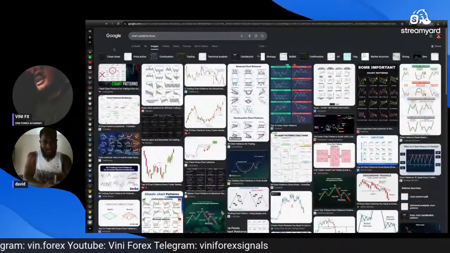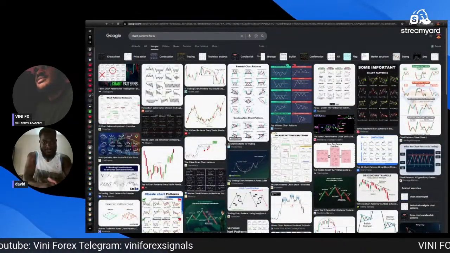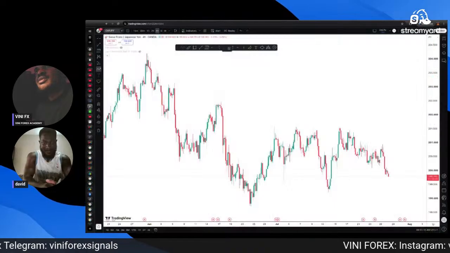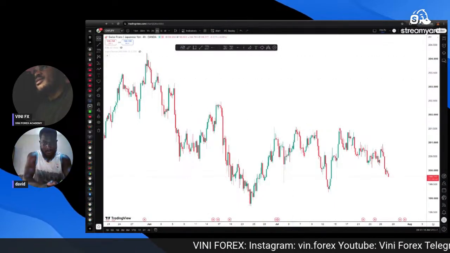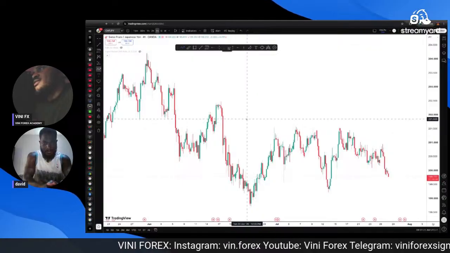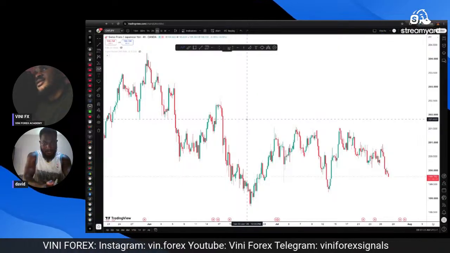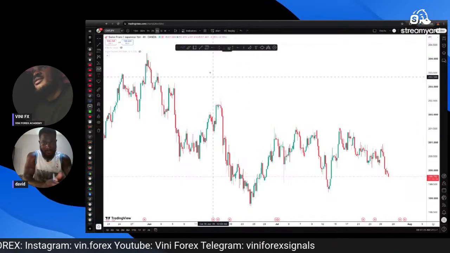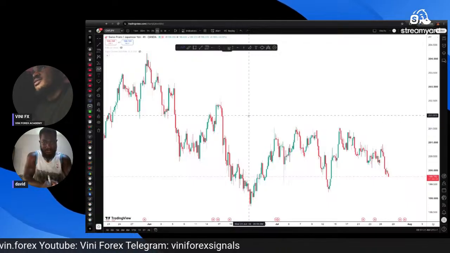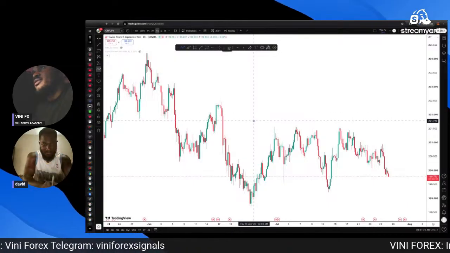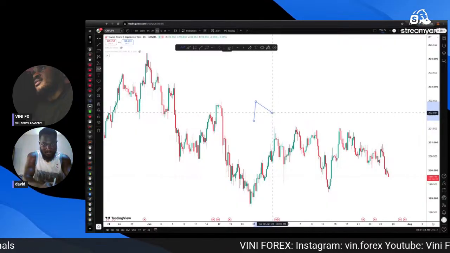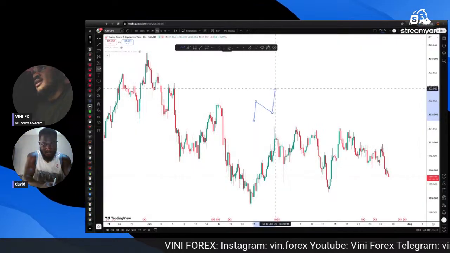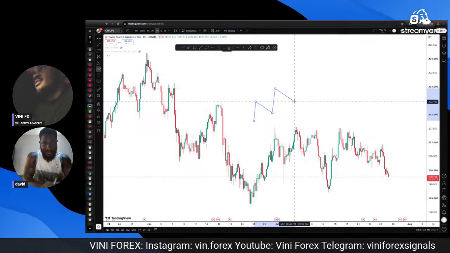So let's go to the chart quickly. Remember, on our last class, I taught you what is an uptrend and what is a downtrend. Quickly let me draw an uptrend for you. This is a high. This is a low. This is a higher high. This is a higher low.